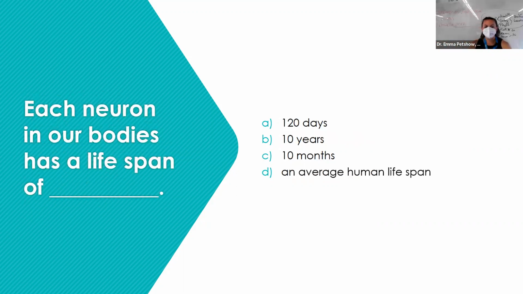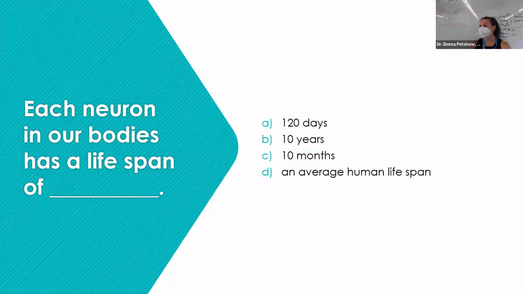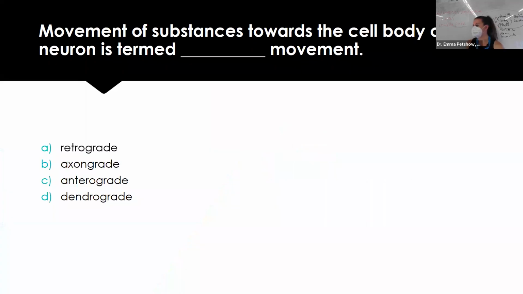Each neuron in our body has a lifespan of what? 120 days, 10 years, 10 months, an average human lifespan. How long do neurons live? Yes, our life, average human lifespan. Why? They're not mitotic, right? Which is why once you lose them, you typically lose them. So we want to keep our neuron cell bodies alive as long as we can.